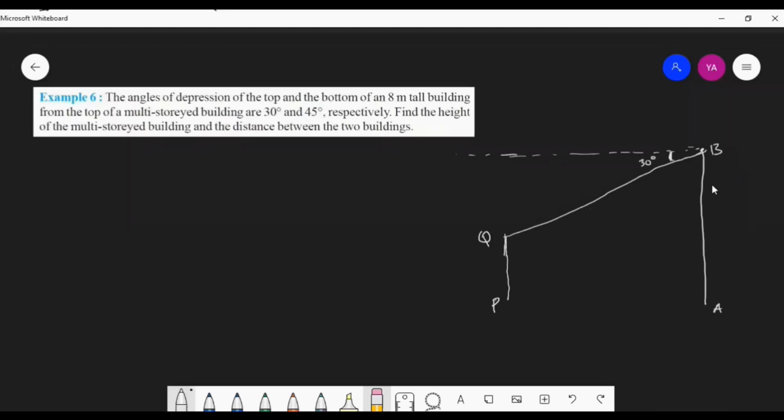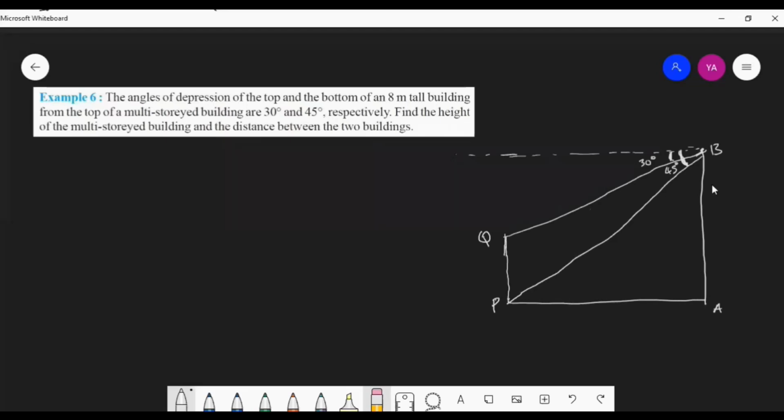Okay, and when we look from B to the bottom of the small building, that is P, so when we look from B to P, we will see the bottom at an angle 45 degree. So angle of depression at that time, this big angle will be 45 degree. Okay, so I join AP also. So the picture will look like this.